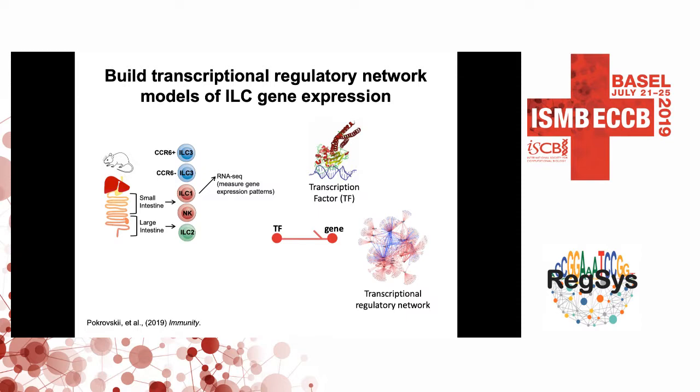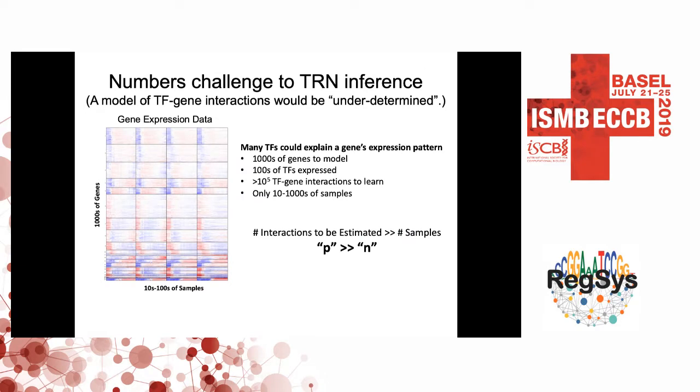But as I show you our methods, you'll see that a lot of them ended up being useful in a single-cell context as well. One of the challenges with transcriptional regulatory network inference is that typically there are thousands of genes that are expressed, and hundreds of transcription factors that are expressed and could explain the gene expression profiles. That gives upwards of 10^5 transcription factor-gene interactions to learn, and typically you only have a limited number of samples. And so the challenge is that many transcription factors could explain a gene's expression profile.